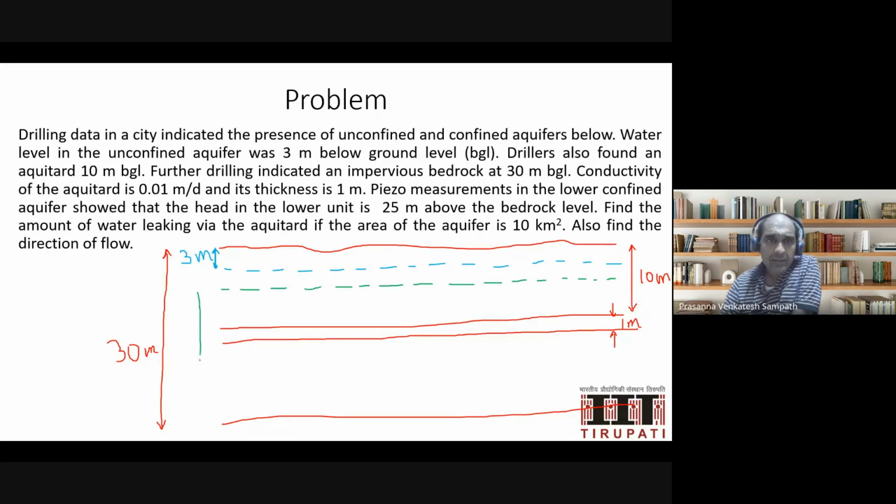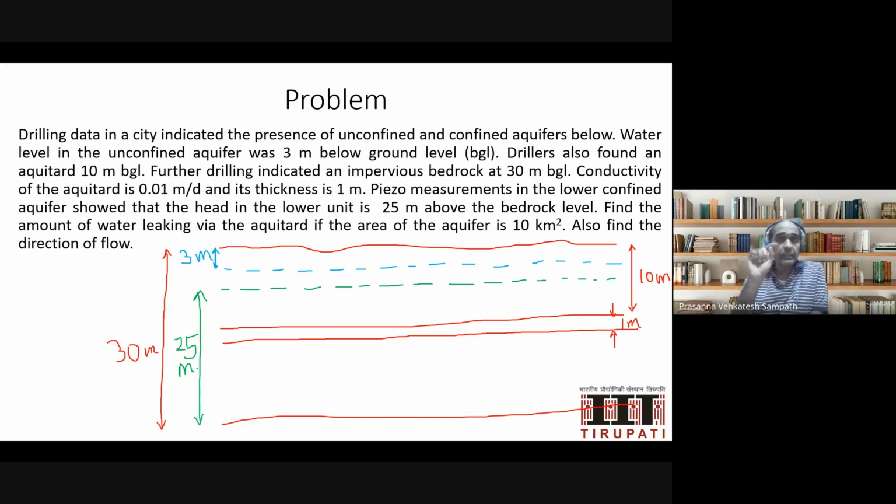Okay, and this height is 25 meters. So this much effort has to go in before you can even start solving the problem. You have read 1, 2, 3, 4, 5 sentences and drawn this picture, and unless you do this, you cannot go ahead and solve the problem.